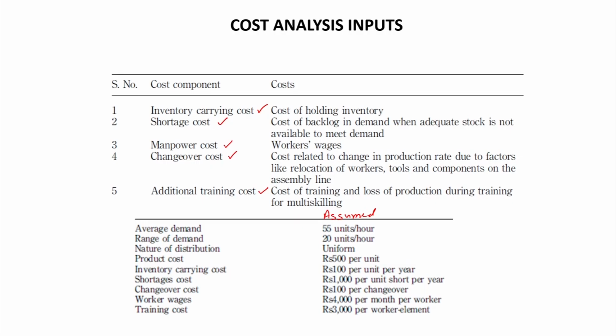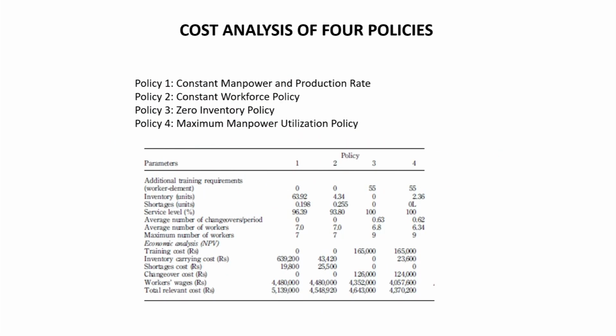We said that average demand is 55 units per hour, range of demand is plus or minus 20 units, that means 45 to 65. Nature of distribution, we have taken uniform, we can take normal distribution also, or some other distribution. Product cost, we have taken rupees 500 per unit. Inventory carrying cost, 20% of that, around 100 rupees per unit per year. Shortage cost is 1000 rupees per unit. Changeover cost is rupees 100, and worker wages are rupees 400 per month per worker, and training cost is rupees 3000 per worker element. So, based on this, we have done this analysis for 4 different policies.